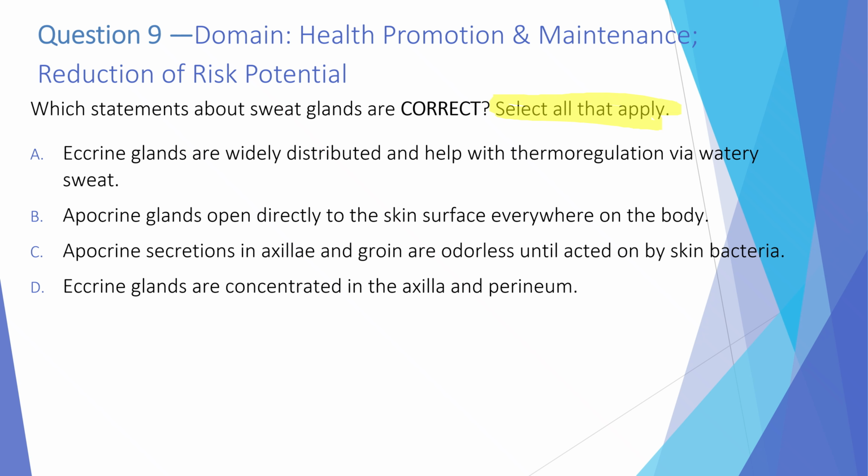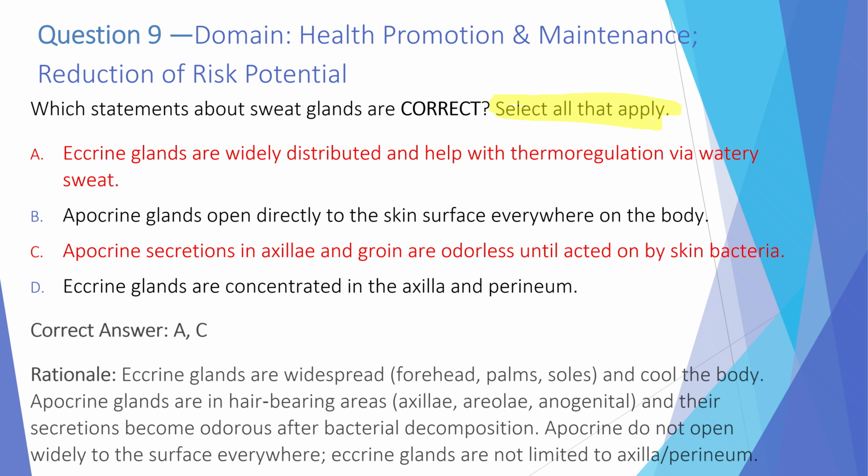D. Eccrine glands are concentrated in axilla and perineum. So this I said a little bit on key terminology about those. There it's a short definition of what they really are. So eccrine glands are widely distributed and help with thermoregulation. And apocrine secretion in axilla and groin is odorless until acted on by skin bacteria.